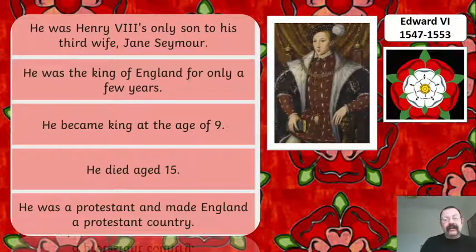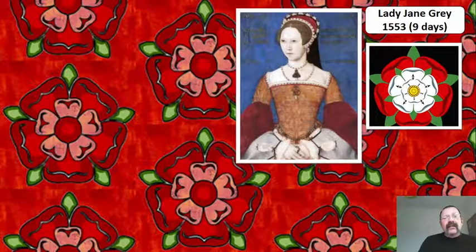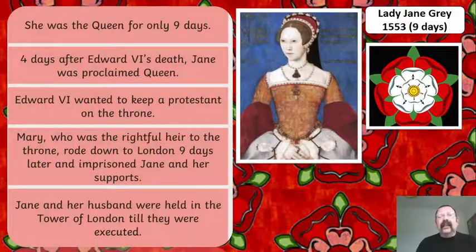Okay, so we'll delve into that a little bit more later on. So moving on, we have Lady Jane Grey. Now remember, she was on the throne for just 9 days. She was the Queen. 4 days after Edward VI's death, Jane was proclaimed Queen. Okay, she was crowned Queen.